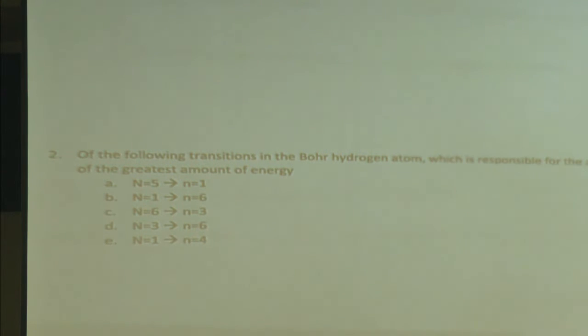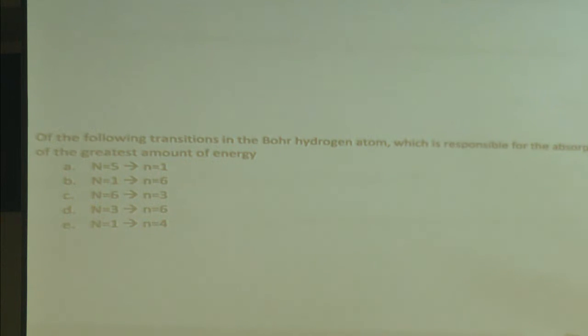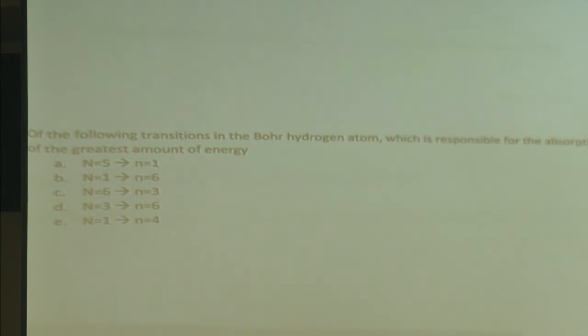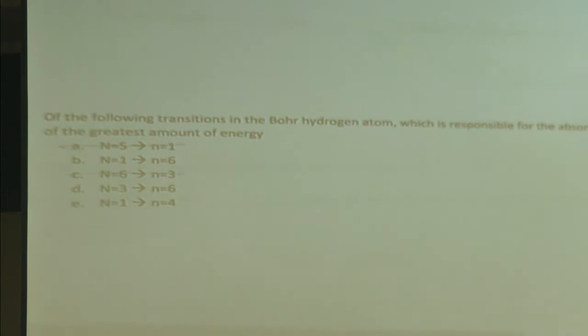Of the following transitions in the Bohr-hydrogen atom, which is responsible for the absorption of the greatest amount of energy? Now this is important. We have absorption and emission. So when do we emit energy? When we go down. And when do we absorb energy? Yeah, when we're going up. So we want to absorb, which means we can't go down because we would emit. And then now we just want to find what would be the largest jump, because it's asking for the greatest energy.